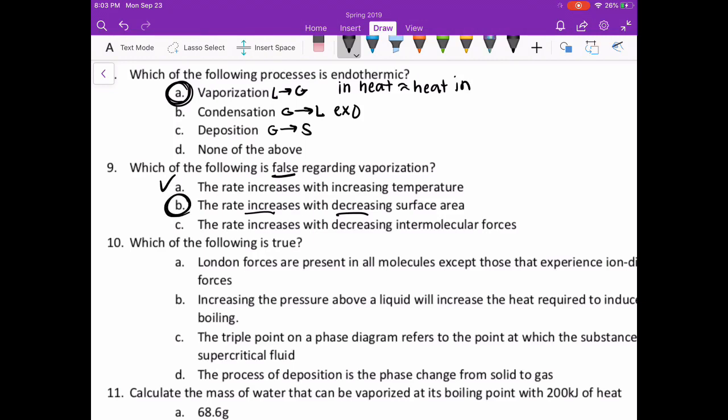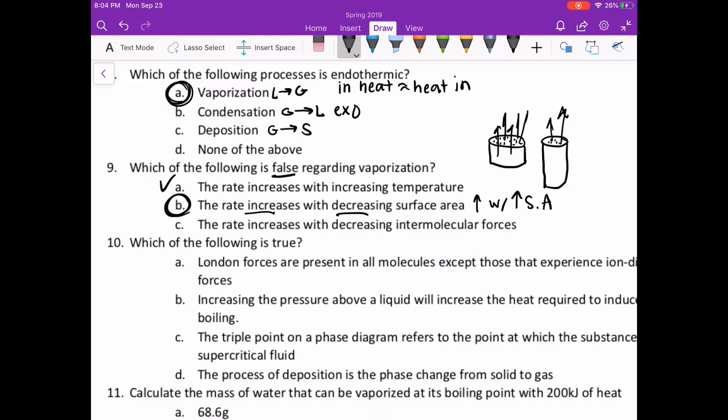Okay, B, the rate increases with decreasing surface area. This is going to be false because my rate is going to increase with increasing surface area. And this makes sense because if I have two beakers with the same volume, but one has a larger surface area exposed to the environment, that's going to give greater opportunity for particles to escape. The one with the larger surface area is going to have a greater rate of vaporization because there's just more opportunity to do so.